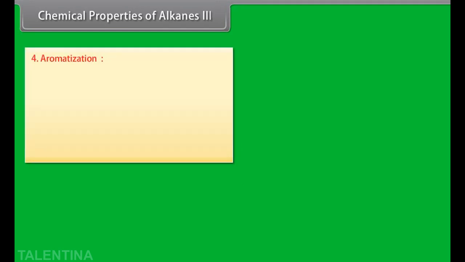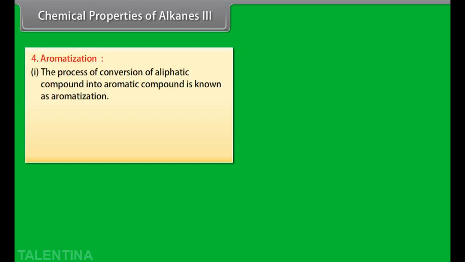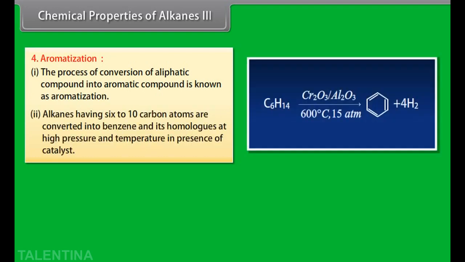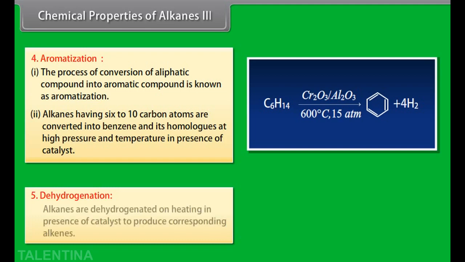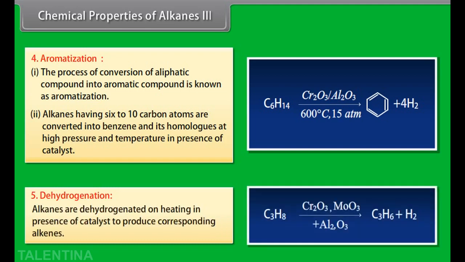Chemical properties of alkanes. 3. Aromatization. Number 1. The process of conversion of an aliphatic compound into an aromatic compound is known as aromatization. Number 2. Alkanes having 6 to 10 carbon atoms are converted into benzene and its homologues at high pressure and temperature in the presence of a catalyst. Dehydrogenation. Alkanes are dehydrogenated on heating in the presence of a catalyst to produce corresponding alkenes.